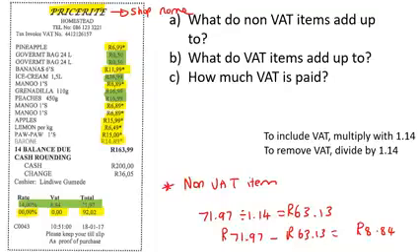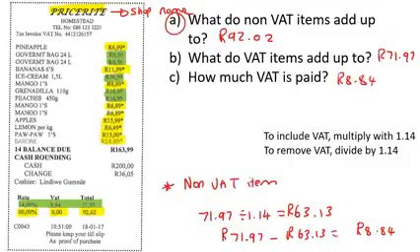Okay, so let's actually go on to the questions now, because I think you understand how it all works. So question A, what do the non-VAT items add up to? Well, the non-VAT items was the 92 Rand and 2 cents. Then it says, what do the VAT items add up to? Well, that was the 71 Rand and 97. And then how much VAT is paid? 8 Rand and 84. Of course we could have just read it off the table, but I wanted you to see exactly how they get these numbers, because then it helps you to understand.